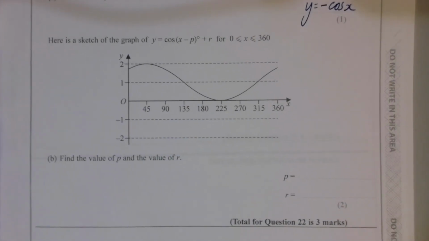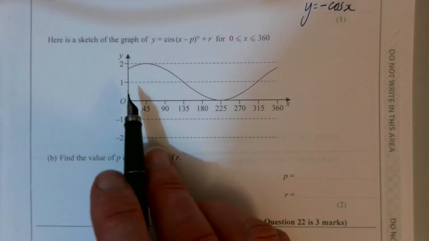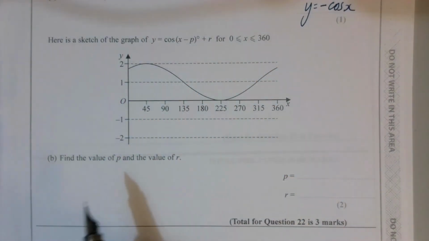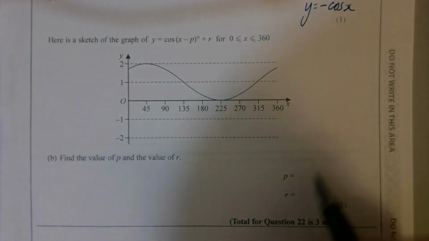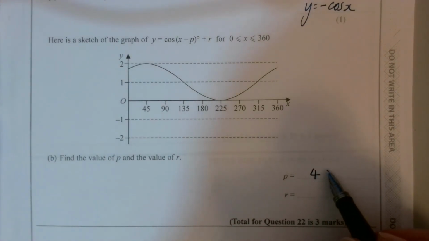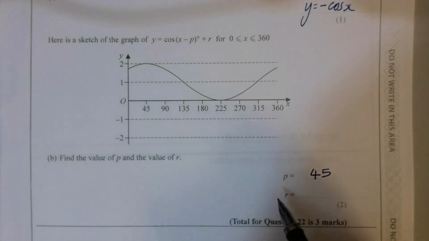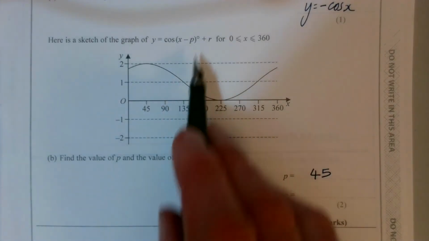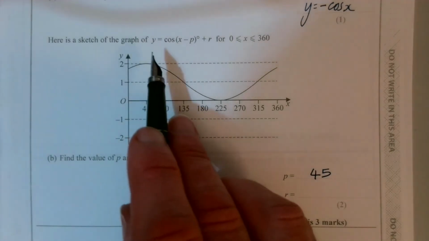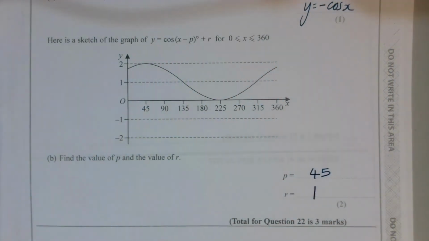Then the answer to this one is that this is the cos graph, which has just been shifted along 45 degrees. So the P would be 45 because it acts the other way. Again, I'm not going to go into it in detail right now. And the value of R, that has moved the whole thing up 1. So R is 1.